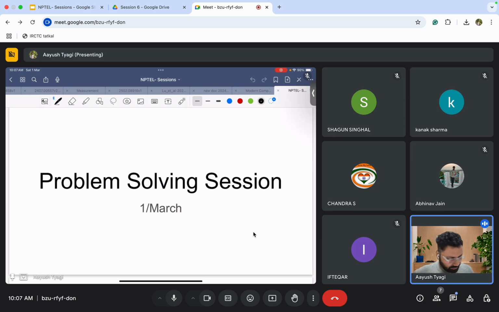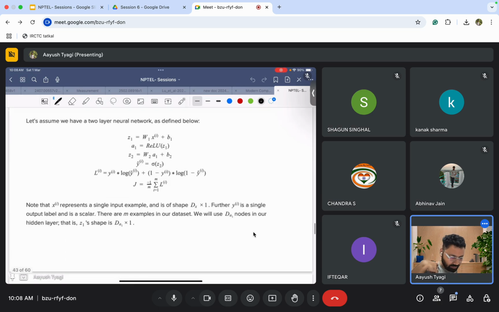Okay, let's get started. What we are looking at here is a neural network which is given to you, and there are a few questions we will be asking and seeing how the chain rule gets executed. Let us say it's a two-layer neural network, and W1 and W2 are the learnable weights.